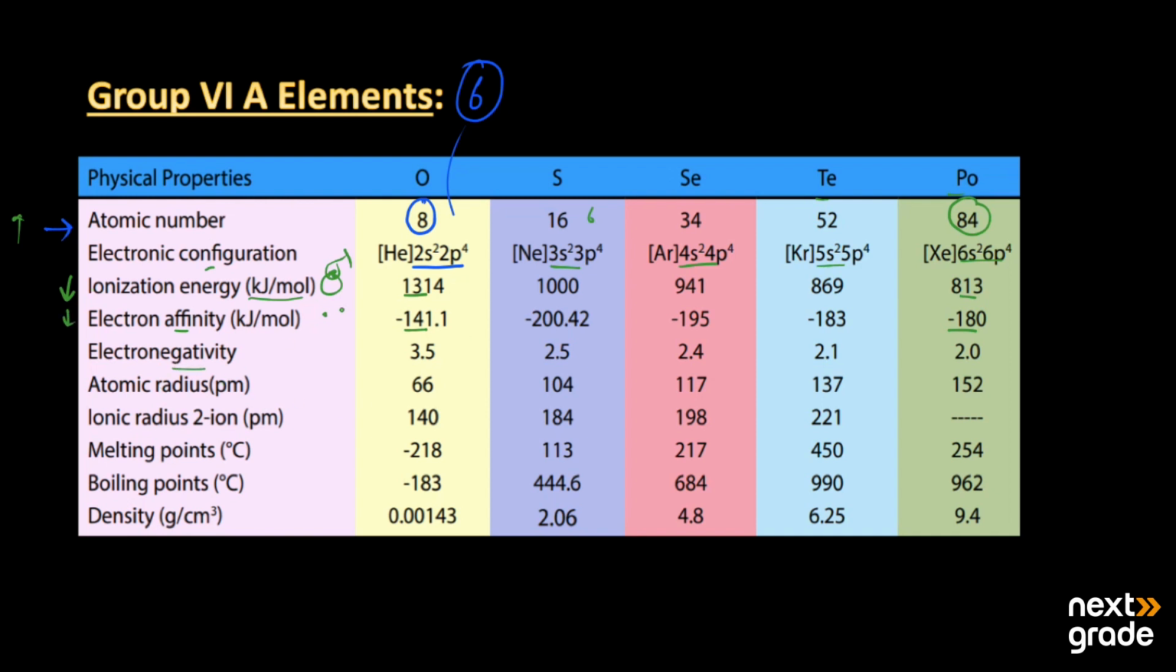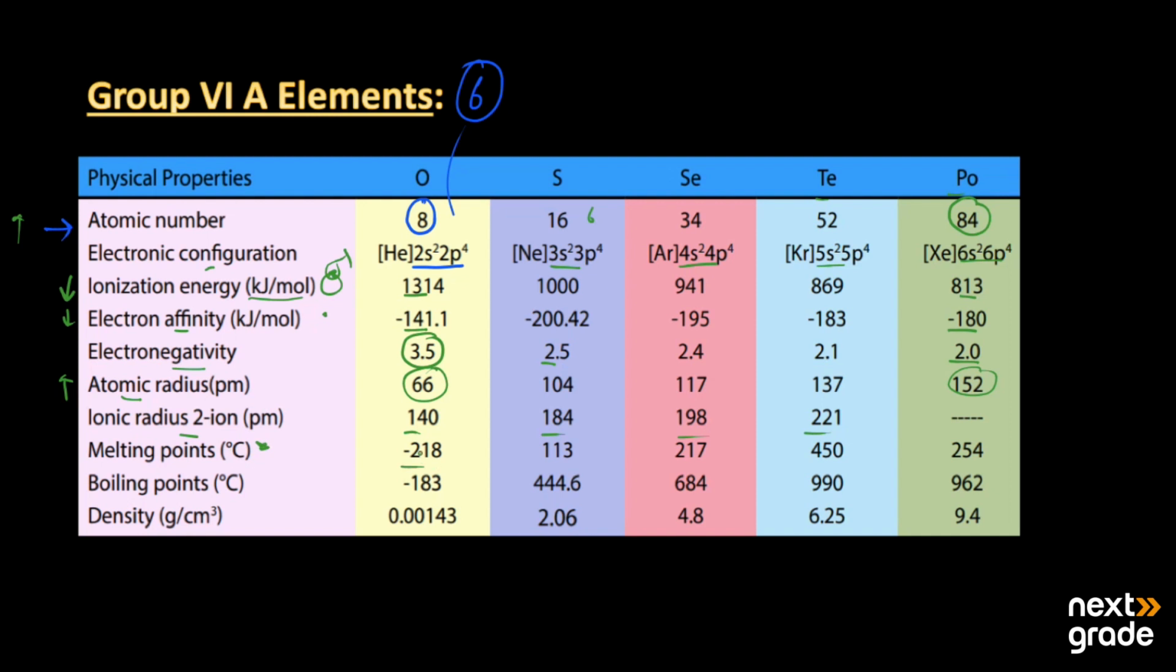Then we talk about electronegativity, in which oxygen has the highest electronegativity among all the group 6 elements, that is 3.5, and the last one has 2.0. Then atomic radius: the first one is 66 picometer and the last one is 152 picometer, which means the atomic radius increases as you move from top to bottom. Ionic radius likewise also increases, because the atomic size increases so their ionic size will also be greater as compared to oxygen. Then we talk about melting point that is given in degrees Celsius.